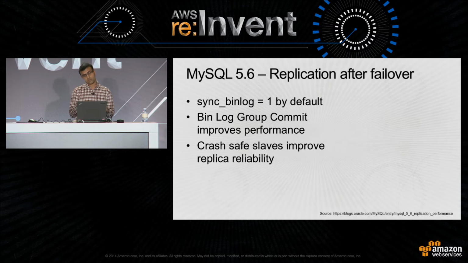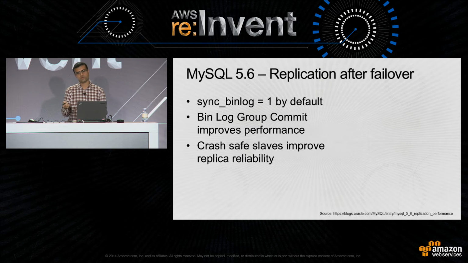With 5.6, the good news is sync bin log is turned to 1 by default by RDS. The reason why we did that is that it doesn't have as much of a performance hit as it had in 5.1 and 5.5. This is because 5.6 has binary log group commit, which essentially means commits across multiple transactions are aggregated together and written to the disk. So this helps with the performance.